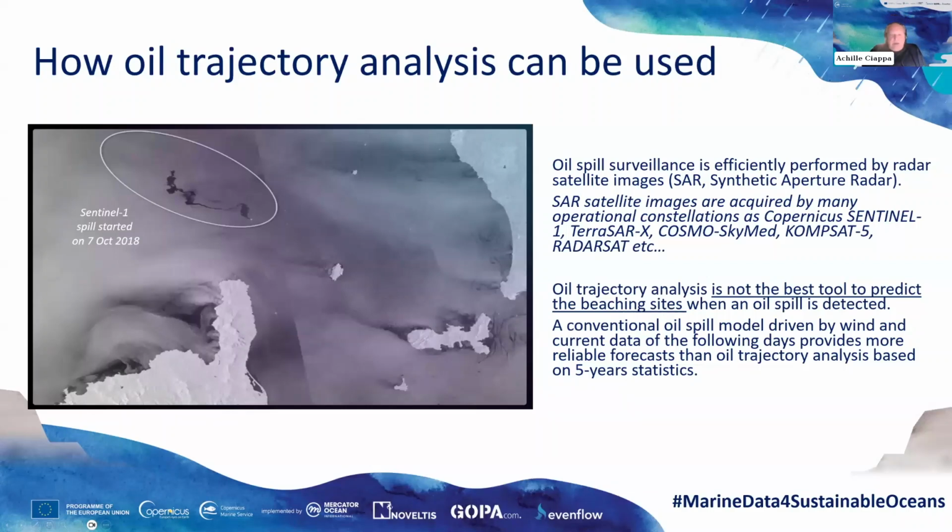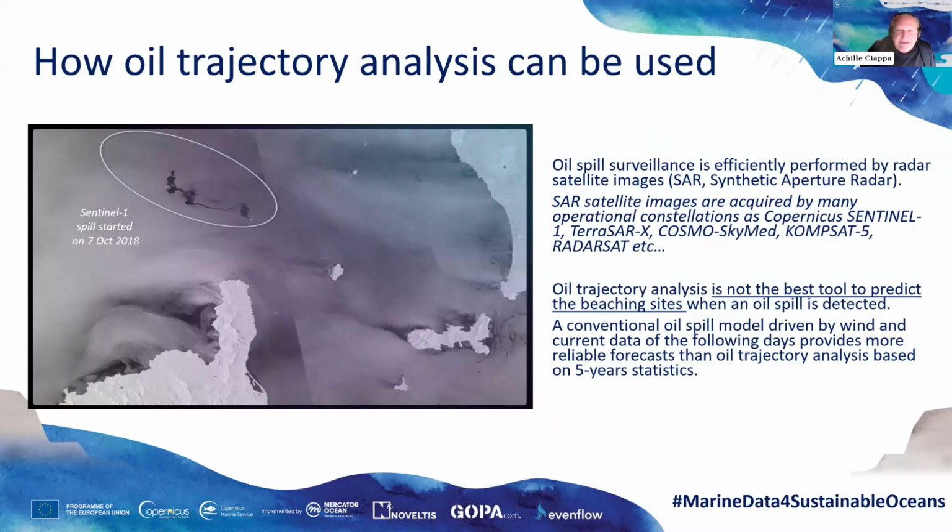I can explain this better. If we have an oil spot like this, we have the beaching sites provided by oil trajectory analysis, but it's much better to run a conventional oil spill model, because this is driven by wind and current data of the following days, which provides a much more reliable forecast than the beaching sites provided by statistical analysis. So, what is the purpose of oil trajectory analysis?